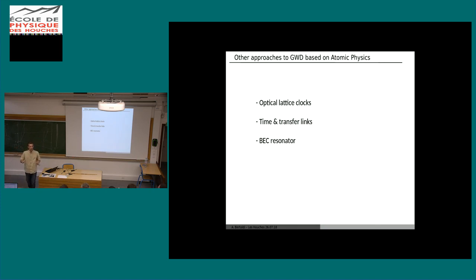So that's the last, I would say, short part of the presentation. I want just to open the horizon a little bit, and instead of giving just the possibility of atom interferometry for gravitational wave detection, I want to give other possible schemes based on atomic physics. So there are mentioned here optical lattice clocks. They are more or less atom interferometers, or better, they are atom interferometers. Time and frequency transfer links and BCI resonators.